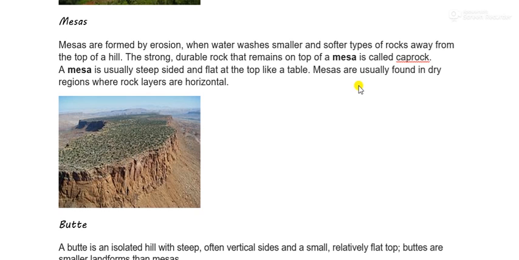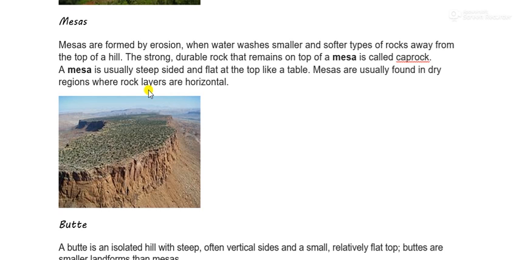Mesas are usually found in dry regions where rock layers are horizontal. So basically, a hill is continuously eroded, and then it takes the shape of a table which has very steep sides.